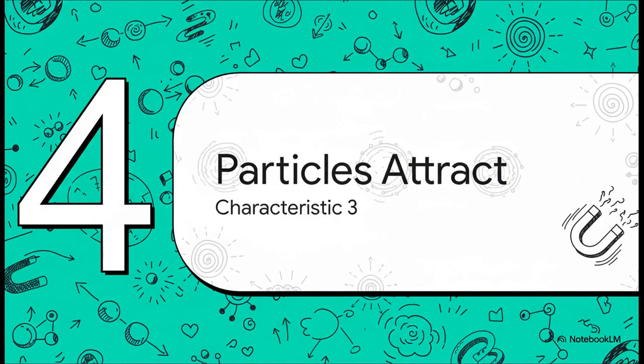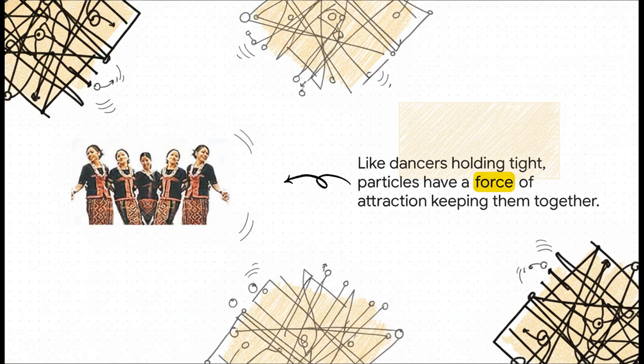Okay, now for our third and final characteristic. If particles are always moving, why don't things just fall apart? This is because of our third rule. Particles of matter attract each other. Imagine trying to run through this group of dancers holding each other so tightly. It would be very difficult, wouldn't it? This is very similar to the strong force of attraction that exists between particles in a solid.